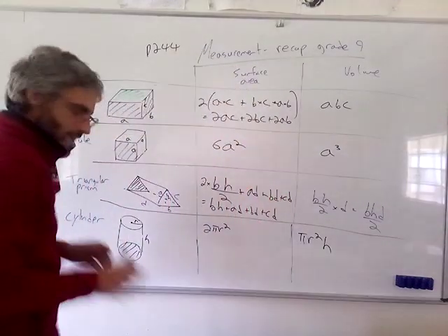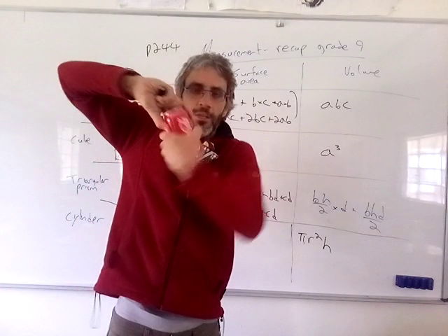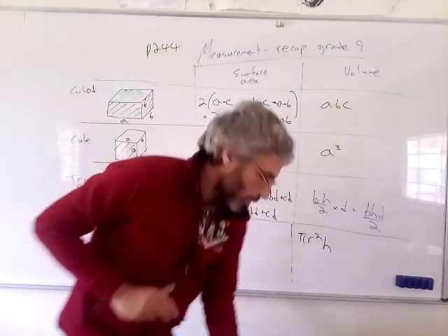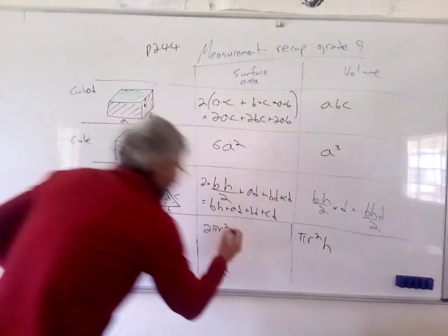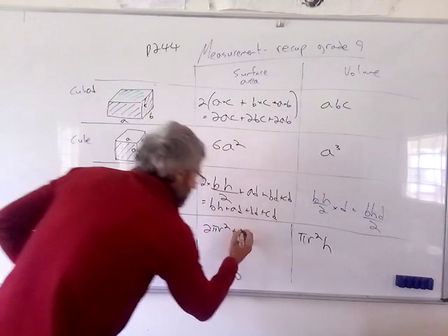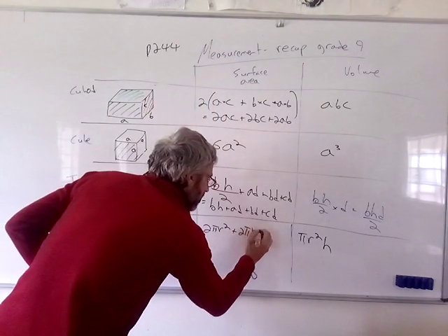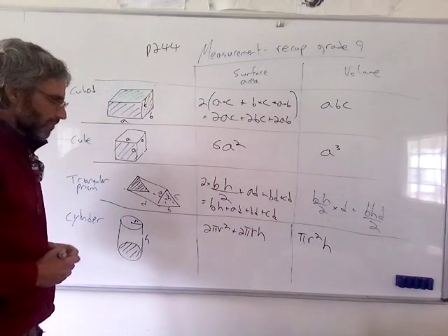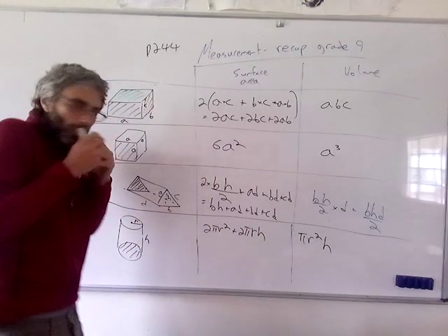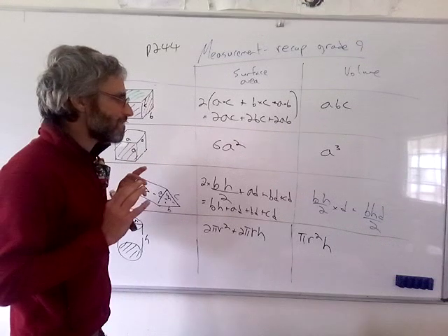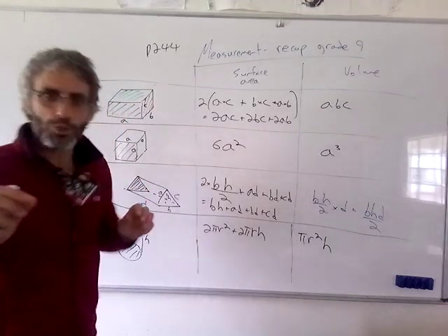Now, I need the round bit. So, let me just give you the formula, okay? The round bit is basically 2 pi r h. Let me try and explain very briefly. I will do it here. I'm going to move you along here because I ran out of space on this side. I'll make sure you can see.